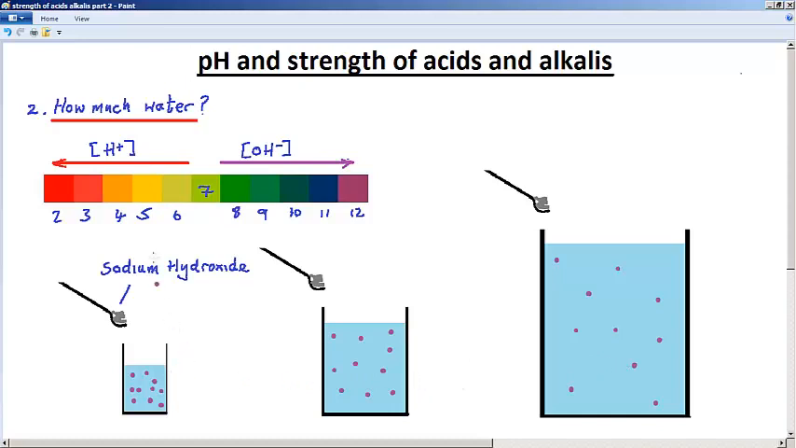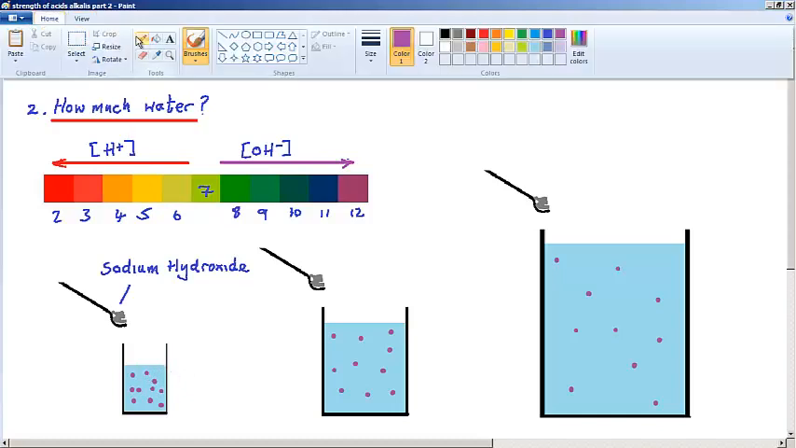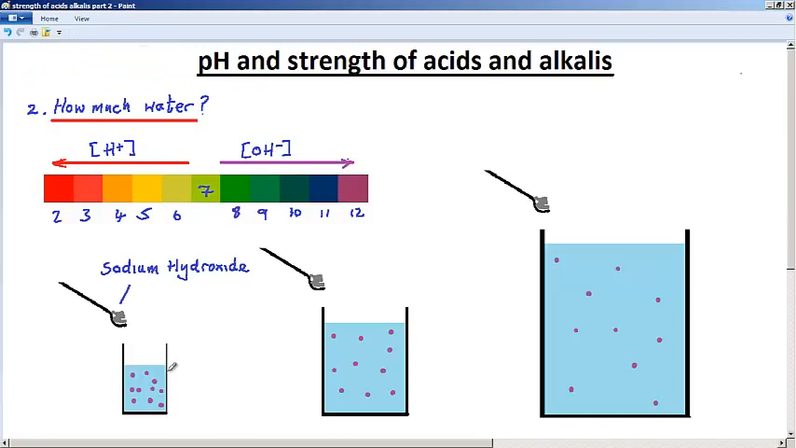So we would expect, for example, the pH of this solution to be highest. And this is qualitative, okay, let's just say this has a pH of 12, then this may have a pH of 11, and this may have a pH of 10, since it has a lower concentration.